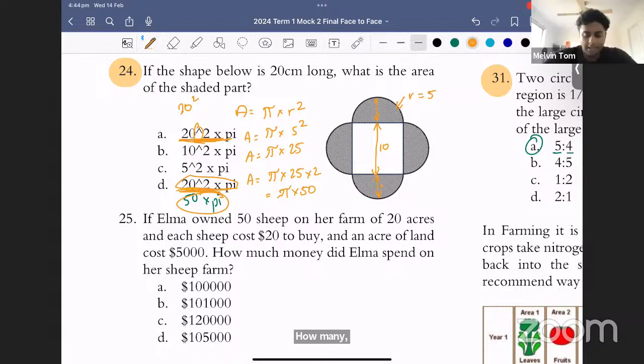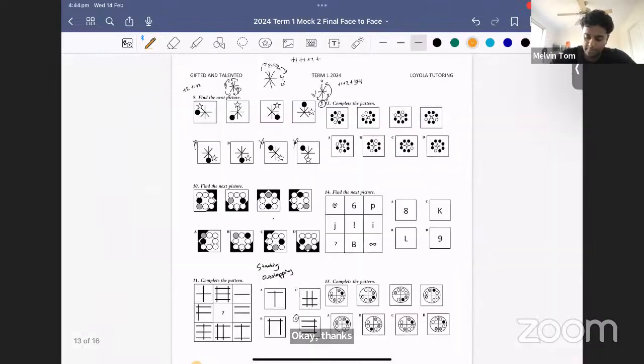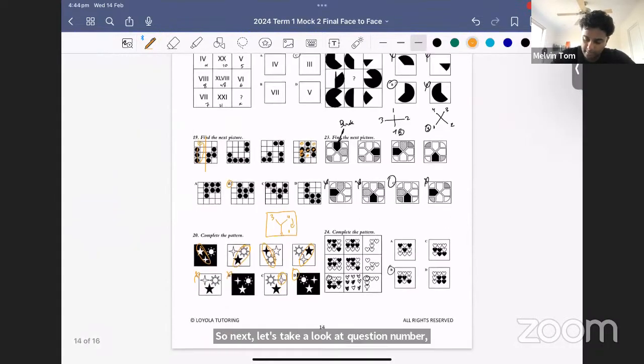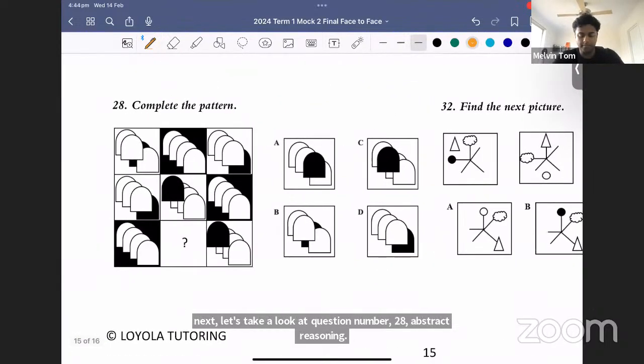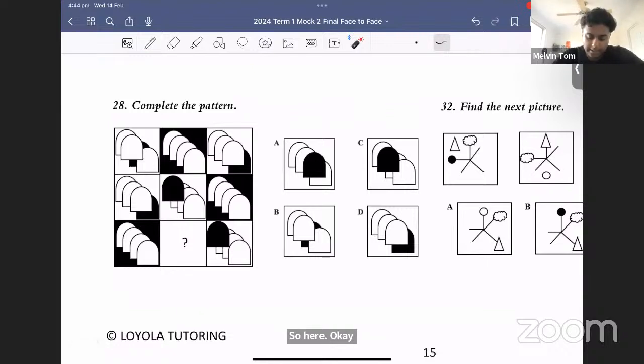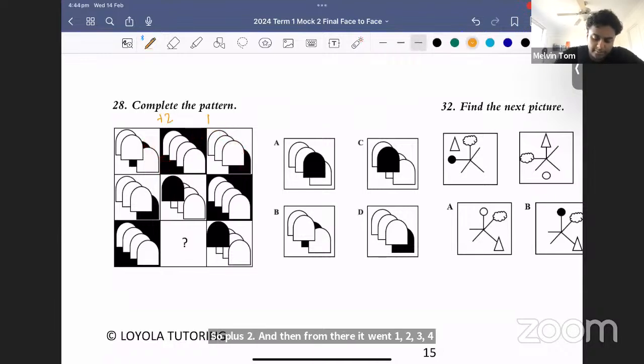All right. So next, let's take a look at question number 28, abstract reasoning. So in this question, let's take a look at if there's a pattern going across. The first thing I wanted to look at is the feature of the black color, because usually that's the easiest to identify. So if I'm going across, it went +1 to background, so +2. And then from there, it went 1, 2, 3, 4. So if it's going across, the pattern is +2, +4.